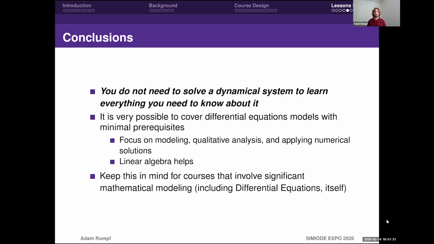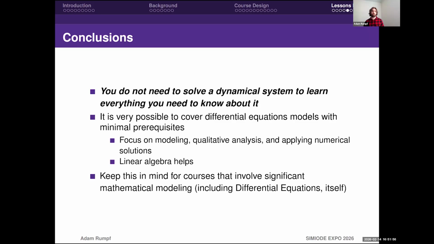So in conclusion, if you are going to teach any kind of model-centric course or any course that touches on differential equations, I think it's valuable to keep in mind this idea that you don't need to solve differential equations to learn everything you need to know about them. And because of that, it is very possible for you to talk about differential equations in a way that doesn't depend on too many prerequisites.